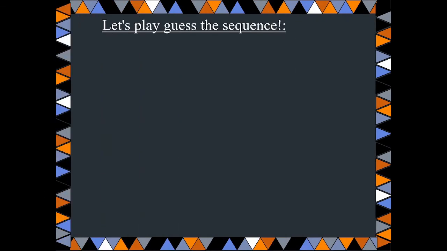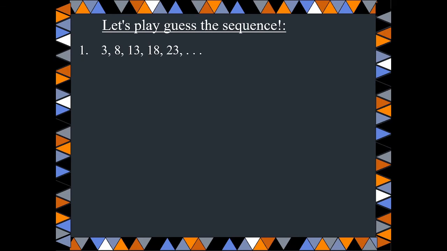Okay, now, let's play guess the sequence. So I would like you to identify whether this is geometric or arithmetic. Let's have example number 1. 3, 8, 13, 18, and 23. Examine them. Is there a common difference? If there is, it's an arithmetic sequence. Is there a common ratio? If there is, then it is a geometric sequence.